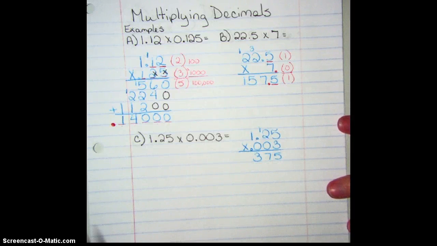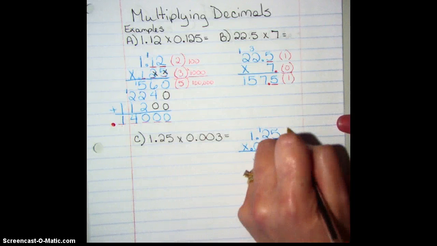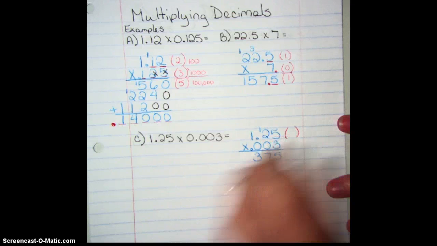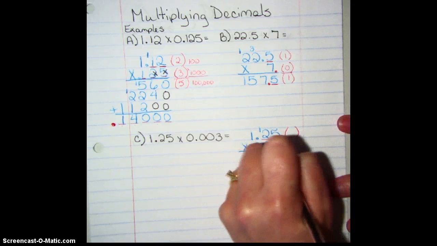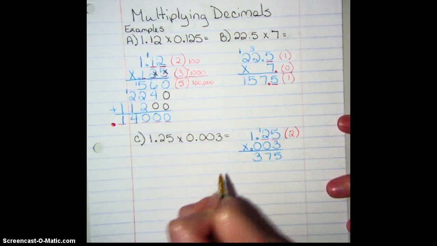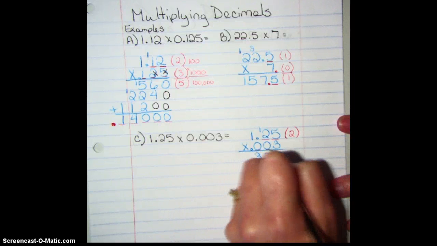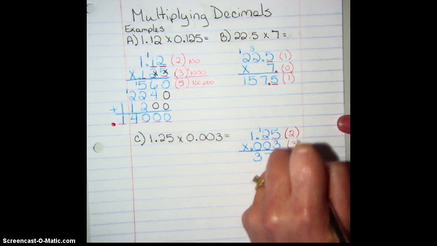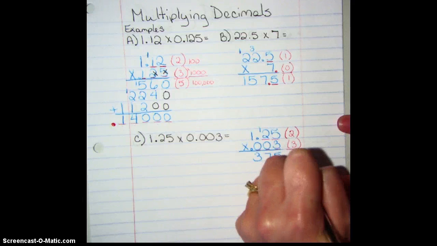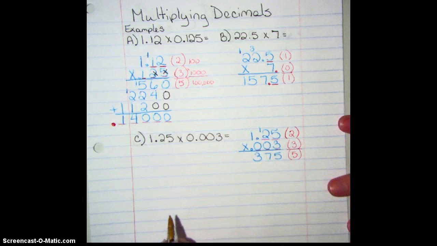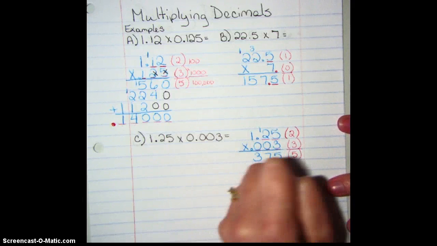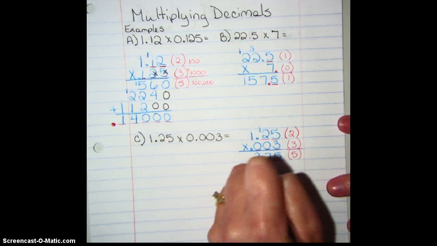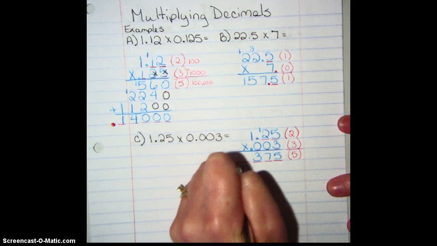Wait a second, I already multiplied everything, so what do I do next? Oh, that's right, I have to put in my decimal point. So I'm going to count how many place values I have after this decimal point. Tenths, hundredths, that's 2. Tenths, hundredths, thousandths, that's 3. Makes a total of 5 numbers after the decimal point. So let's count. 1, 2, 3, 4, 5.